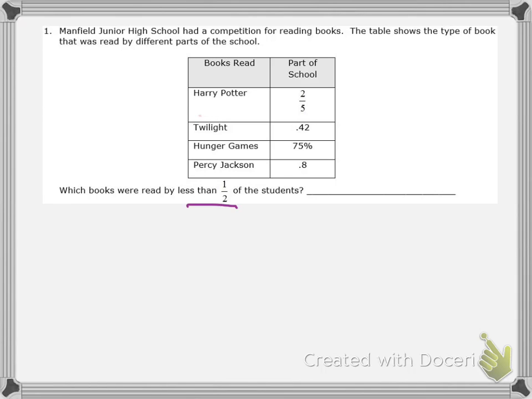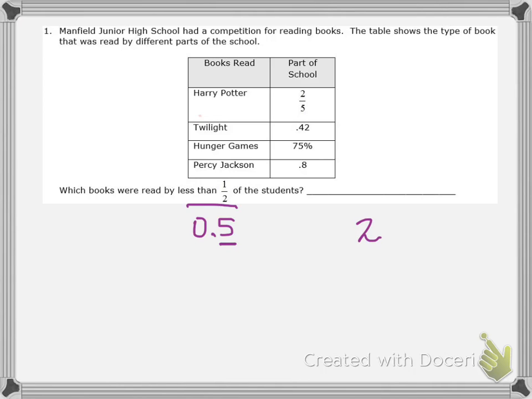Now, personally, I like to make them all decimals because then I can just compare the place values of the numbers, okay? So I know that 1/2 as a decimal would be written as 0.5, which is 5/10. Okay, I'm looking for a number that is going to be less than 5 in the 10th place. Okay, so I need to go up to my table and I need to convert these rational numbers. So Harry Potter, it says that 2/5 of the school read that book. So I need to convert that to a decimal.